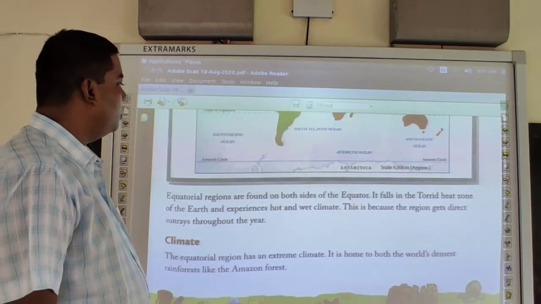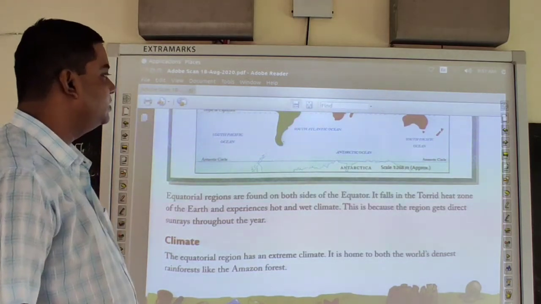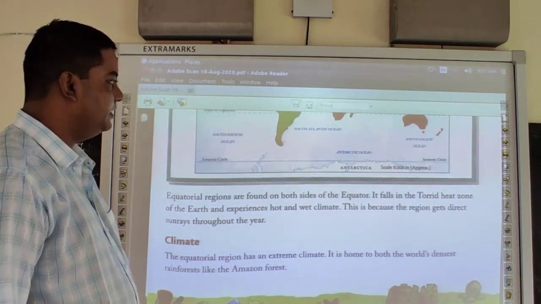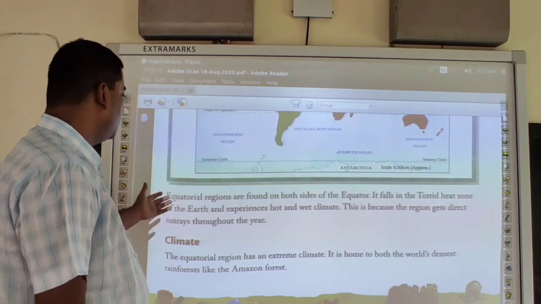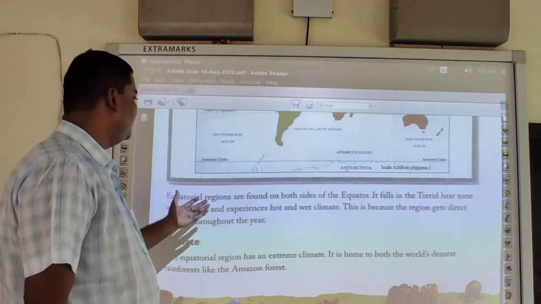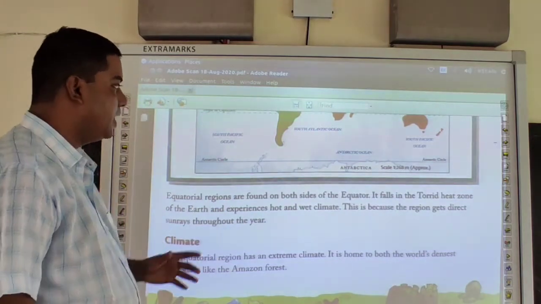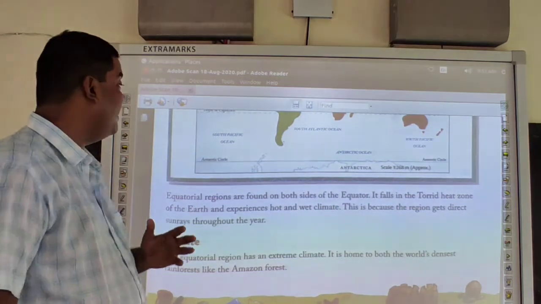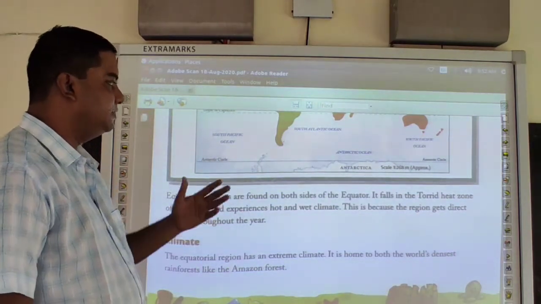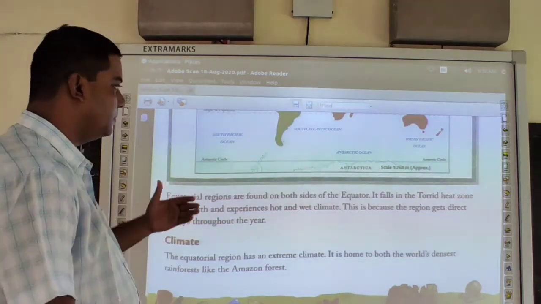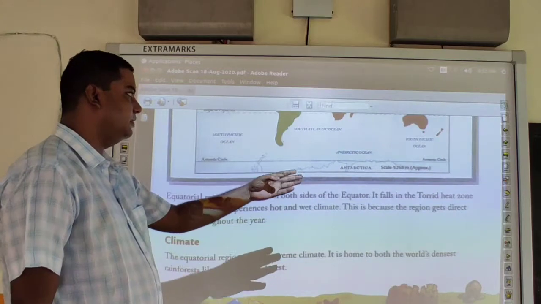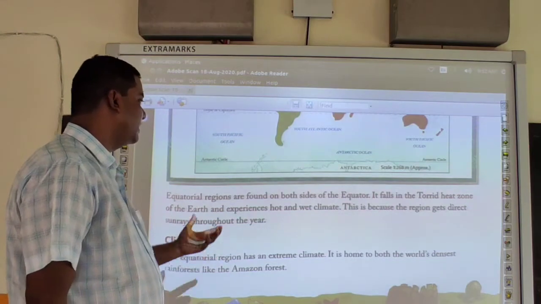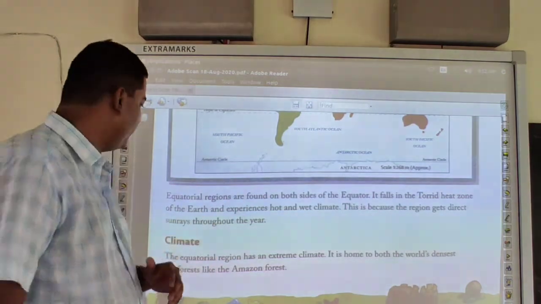Equatorial regions are found on both sides of the equator. It falls in the torrid heat zone of the earth and experiences hot and wet climate. This is because the region gets direct sun rays from the earth. So when we come to equatorial regions, we must understand that it is found on both sides of the equator, and it falls in the torrid heat zone of the earth. Since the torrid heat zone receives direct rays, that's why this region experiences hot and wet climate.